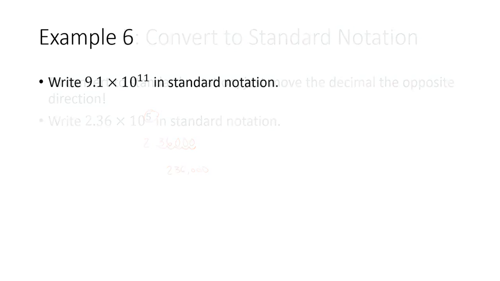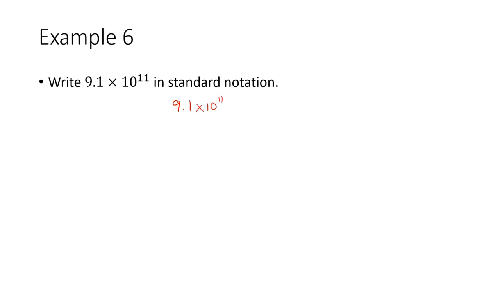If we want to write this in standard notation, just as a number, 9.1 times 10 to the 11th, well, that's 9.1. We're going to move this 1, 2, 3, 4, 5, 6, 7, 8, 9, 10, 11 places, and we're just going to fill in zeros all through the number. And so 9, 1, 0, 0, 0, 0, 0, 0, 0, 0, 0, 0. And then we can just put the commas, 910 billion.